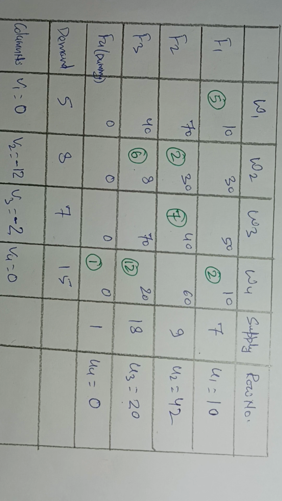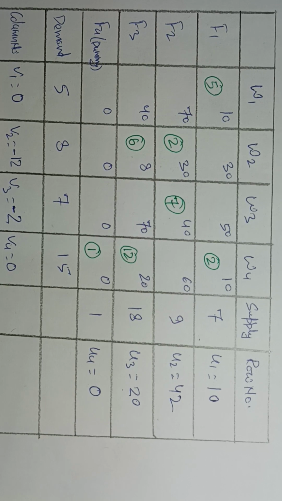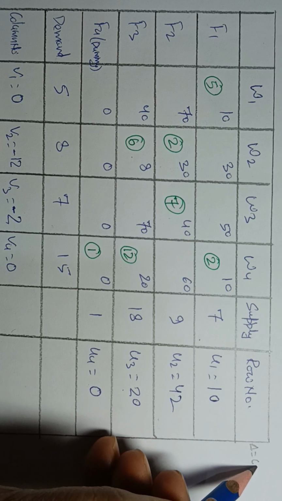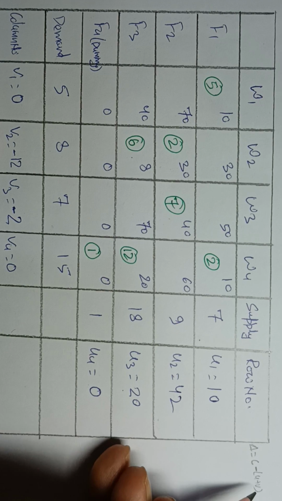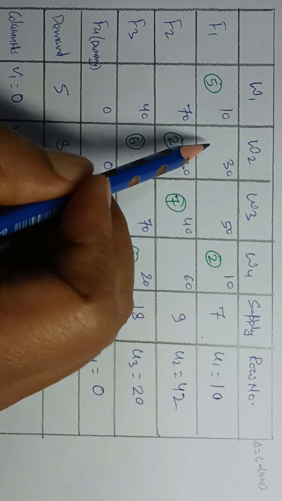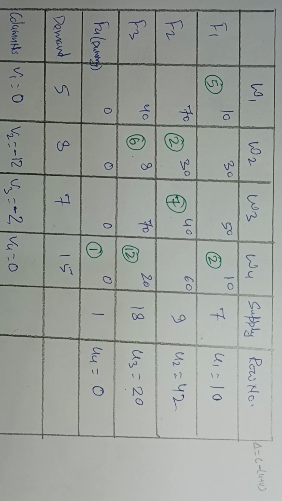the row number and column number for each cell having occupancy, and now we will proceed to the calculation of opportunity cost. How do we calculate opportunity cost? Previously I have calculated. Once more I am telling you that the opportunity cost symbol is this, equal to C minus (U plus V). For each unoccupied cell we will calculate the opportunity cost, and we will see whether all opportunity costs are positive. If all opportunity costs are positive, the solution will be optimal.